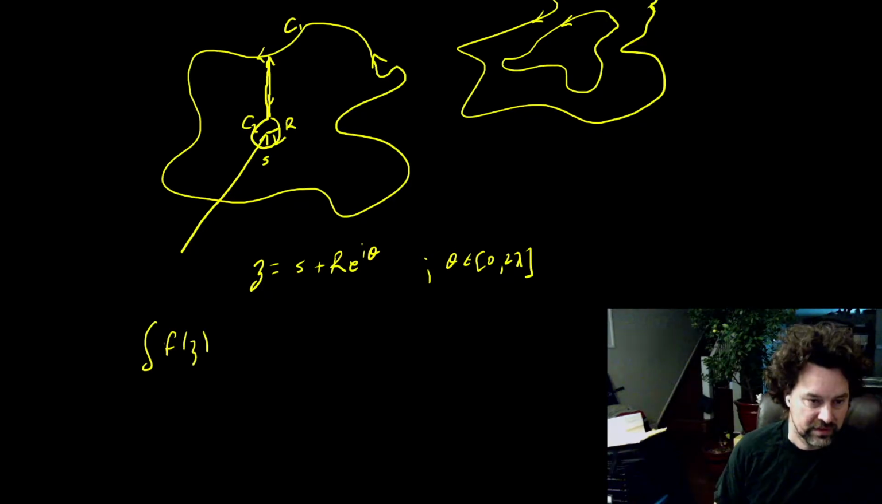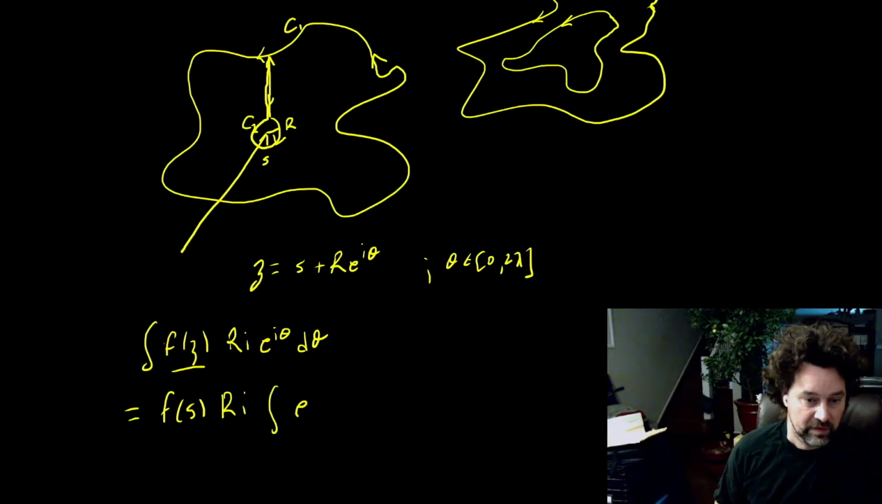So f of z dz, and dz is going to be r i e to the i theta d theta. Now, suppose you made this circle so small that f of z is essentially constant, assuming it's well behaved over that domain. In that case, we can pull f of z out of here. So we just have f of s and r i e to the i theta d theta between 0 and 2 pi.